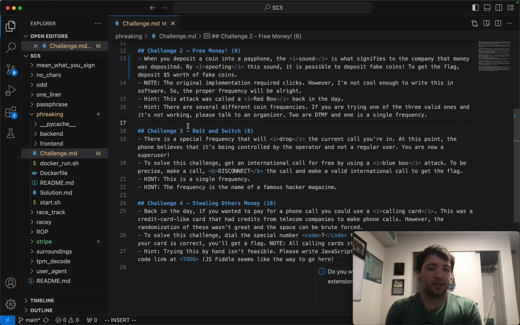Hint, this attack was called a red box back in the day. Hint, there were several different coin frequencies. If you're trying one of the 3 valid ones and it's not working, please talk to the organizer. 2 are DTMF and 1 is a single frequency.